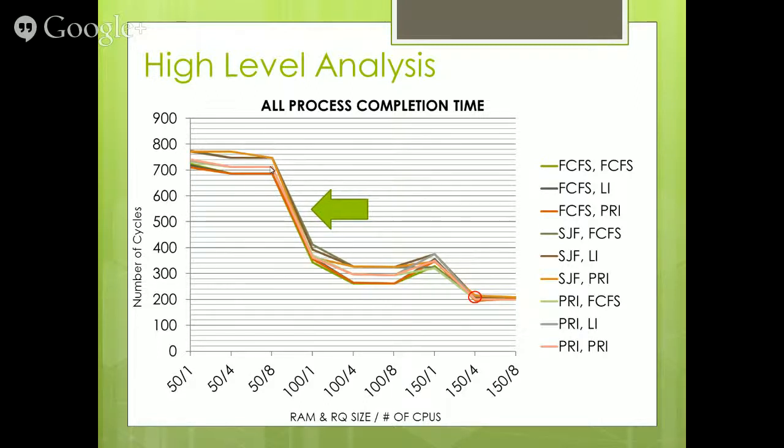That's because we're getting almost double the amount of jobs into the ready queue, because none of our jobs are super huge, and it gives us that added flexibility. You'll see it dips down again when we have 4 processors, 8 processors, and then it jumps back up a little bit when we go up to 150 memory.